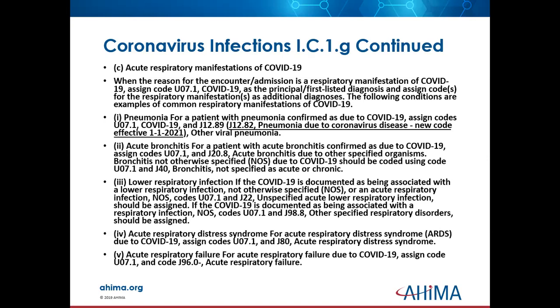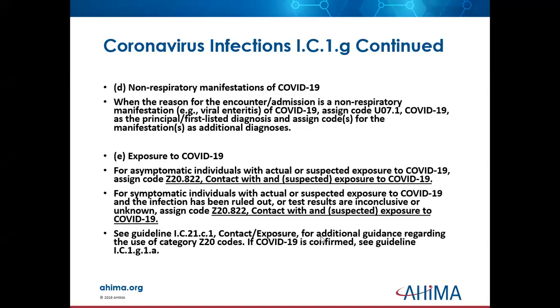Finally, acute respiratory failure due to COVID-19, U07.1, followed by the J96.0, acute respiratory failure. When the reason for an encounter or admission is a non-respiratory manifestation, such as viral enteritis, and it's due to COVID-19, the COVID-19 would be the principal or the first listed code.